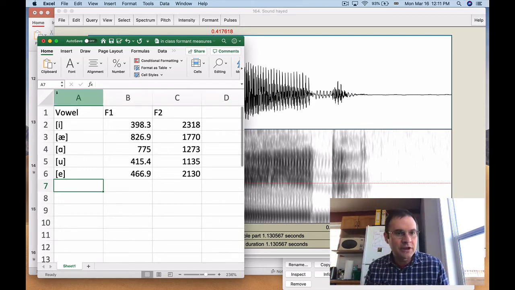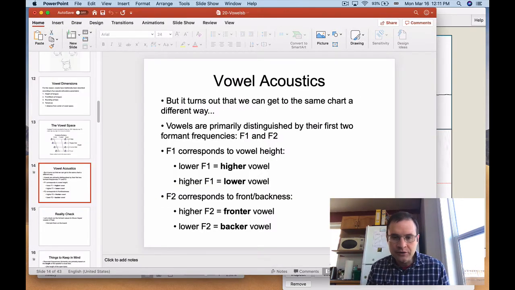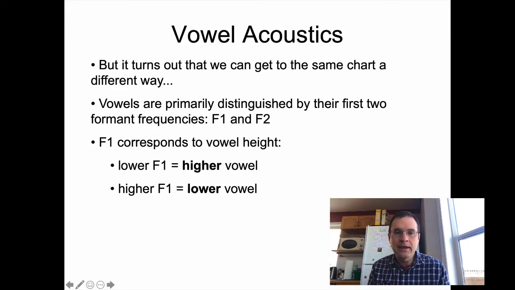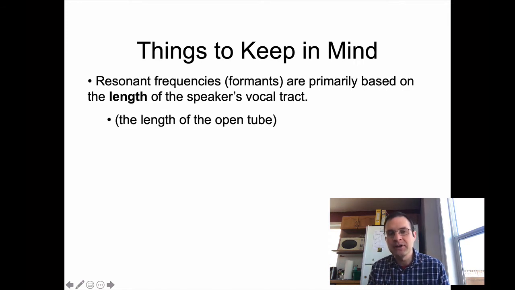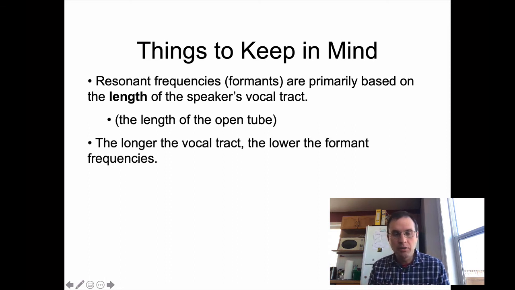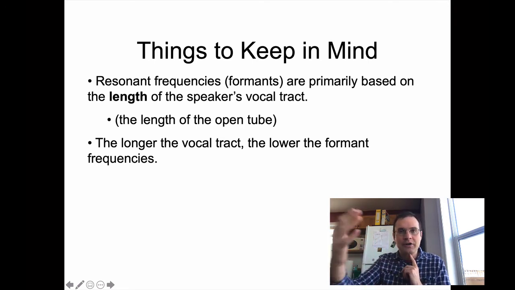I'm going to end this video with a couple of questions for you all. So go back to the slides and remind us of where these things are coming from. Resonant frequencies are primarily based on the length of the speaker's vocal tract, the length of the open tube. So the longer the vocal tract, the lower the formant frequencies. Remember, resonance is based on how long it takes to go from the source of the sound to the bounce and then back again where you reinforce it. So the longer that vocal tract is, assuming the speed of sound is constant, the longer it's going to take to repeat that pattern, right? And then the lower the frequency is going to be because you're not pushing as often.